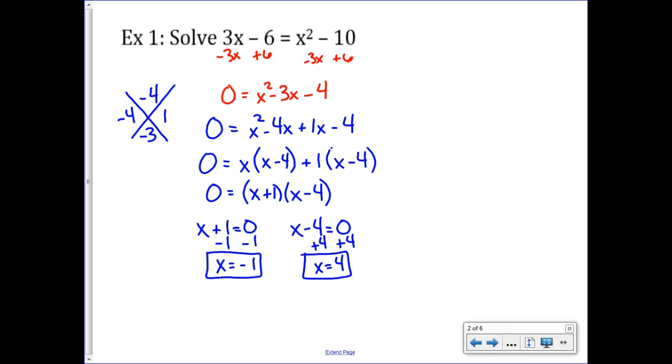So often we will get two different answers when we're dealing with quadratics. And if you think about our quadratics and where they cross the x-axis, often they cross at 2 points. That's where those two solutions are. All right, let's try another one.